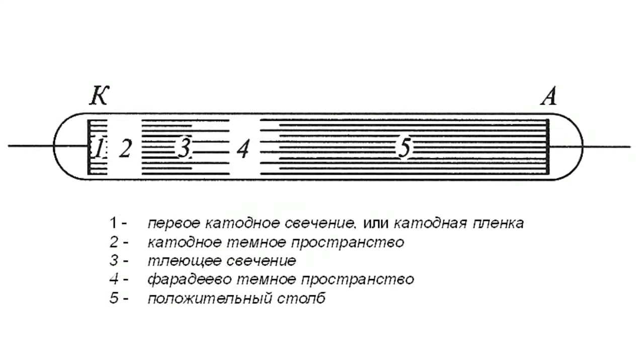A thin glowing layer, that is the cathode glow or the cathode film, abuts upon the cathode. It is followed by a dark layer, which is called the cathode dark space. Then this dark space transits into a glowing layer, called glowing fluorescence. It has a sharp cutoff from the cathode side. It gradually disappears from the anode side.